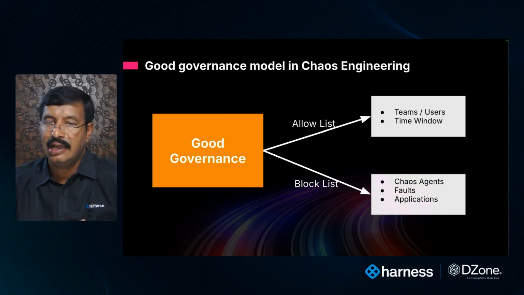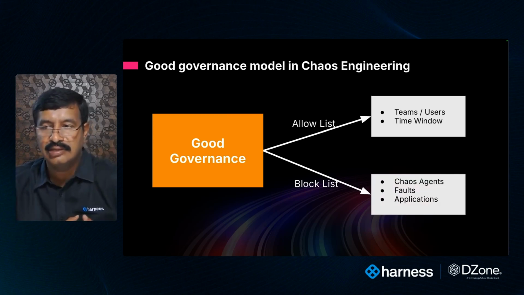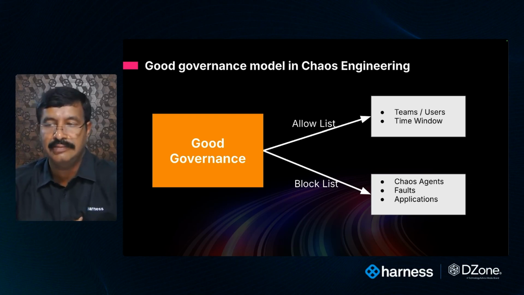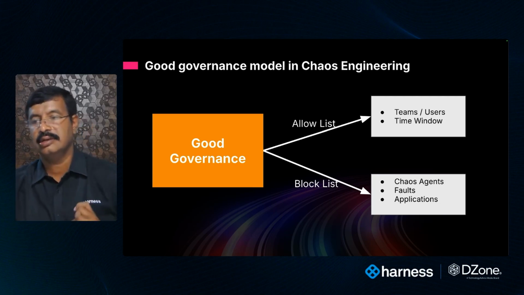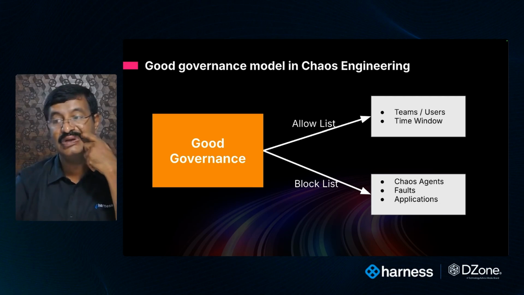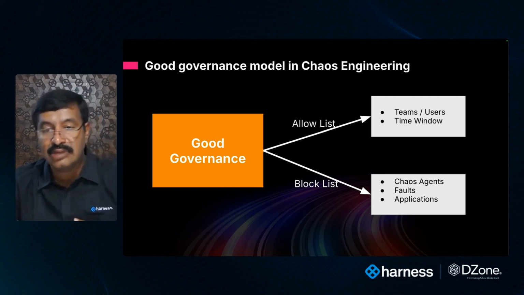So you can think of separating it out into two lists, allow list and block list. Allow list is about who can run chaos experiments at which time. Block list is who cannot or what experiments are blocked on which agents. Experiments consisting of certain faults are blocked, and experiments targeting certain applications are blocked, right?